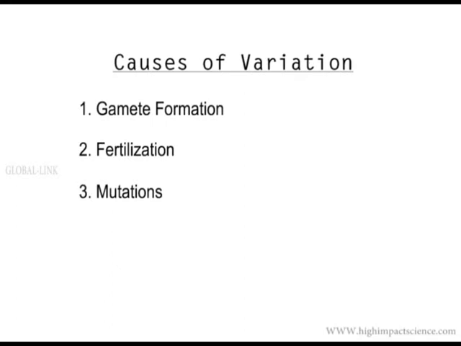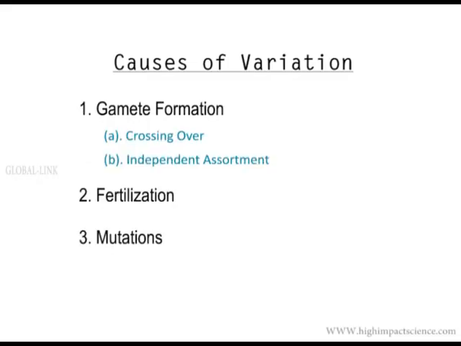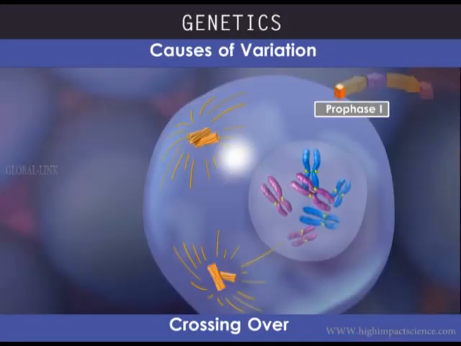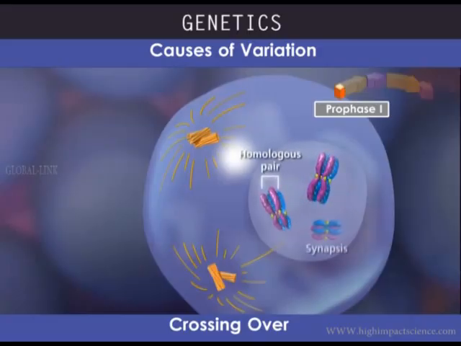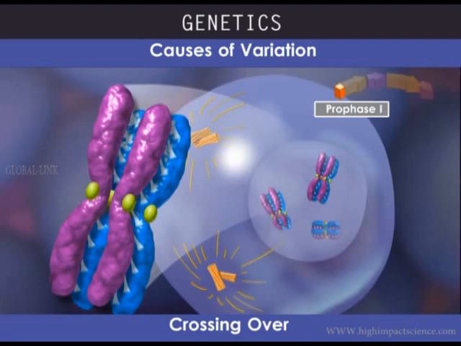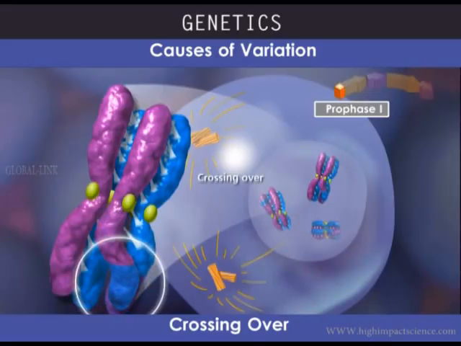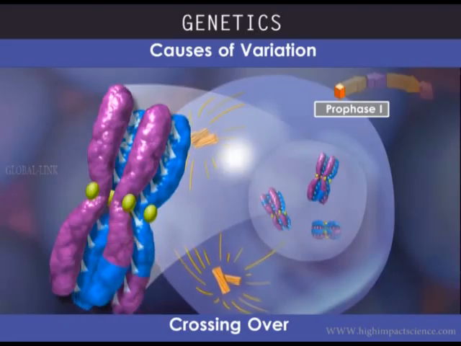During gamete formation, or the process of meiosis, variations in the genetic code can occur due to two events: crossing over and independent assortment. During prophase 1 of meiosis, homologous pairs of chromosomes lie side by side in a process called synapsis, forming a tetrad or bivalent. Once this structure has been formed, an event called crossing over can occur. During crossing over, a physical exchange of chromosome segments of non-sister chromatids occurs, increasing genetic diversity.